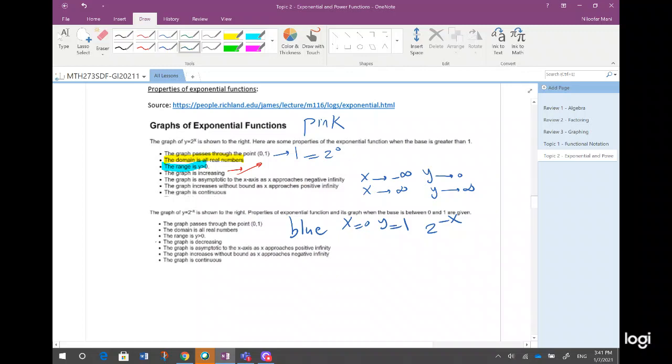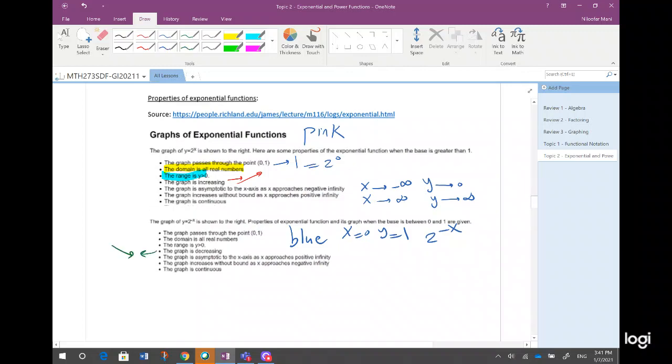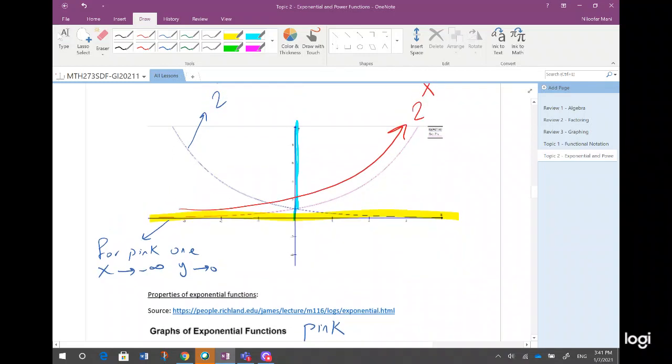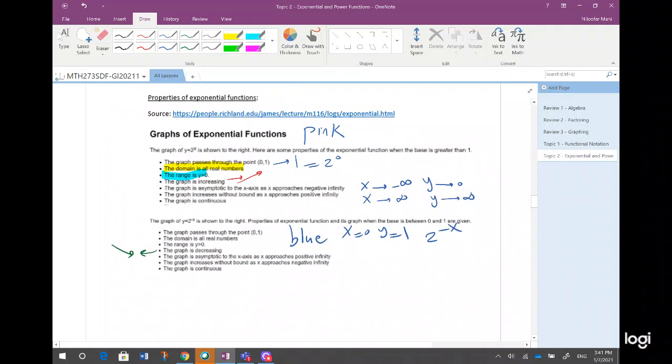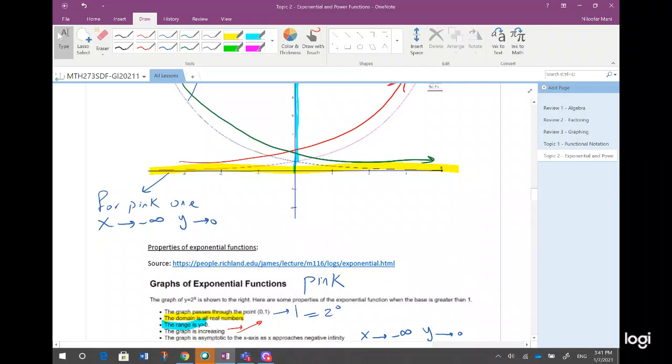So going down. Okay, look at this. Yes, it's decreasing. See? So decreasing, this way. So again, for the blue one, if x goes to infinity, y goes to zero because it is 2 power minus infinity.